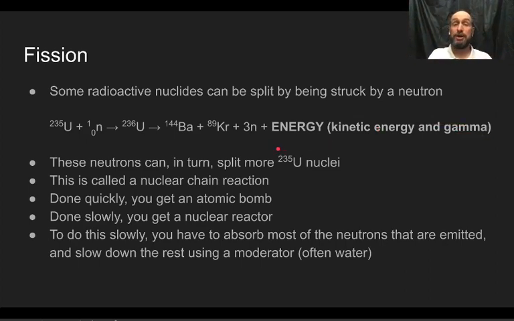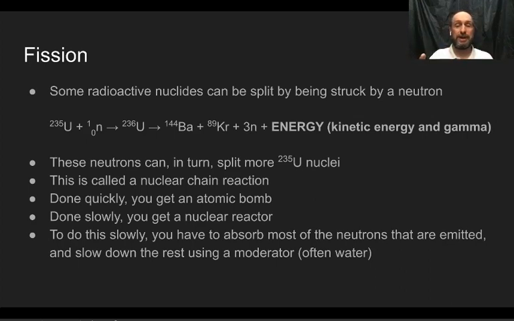The neutrons that are emitted, these three neutrons, can split more uranium-235. If you get this going real quick, it's called a nuclear chain reaction. If the nuclear chain reaction happens very quickly, this is an atomic bomb. If you slow it down somewhat, you get a modern nuclear fission reactor.